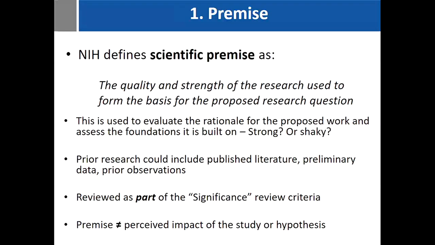Is it strong? Is it weak? Is it shaky? And we'll go into this a little bit more. I did want to also define what we mean by the work that goes into this prior research. That could include things from the published literature that you cite in your grant applications. It could include your own preliminary data. It could include prior observations by yourself or others. And this all gets factored into the significance review criteria.